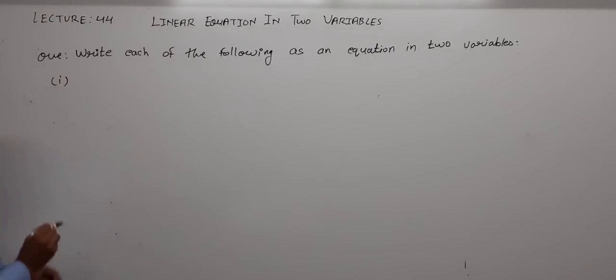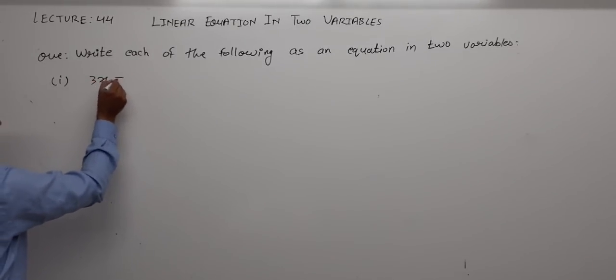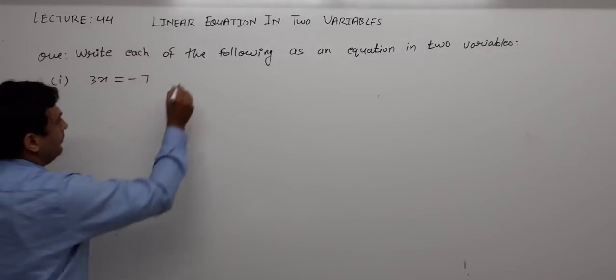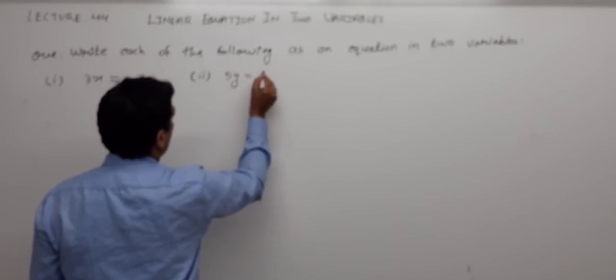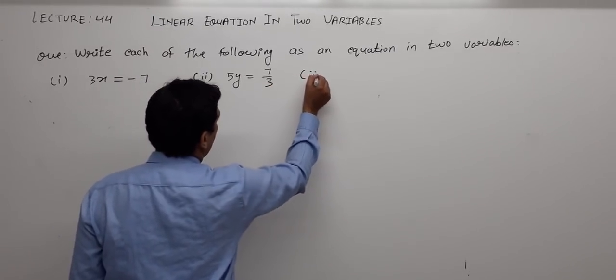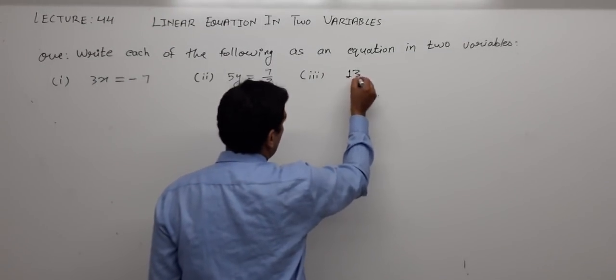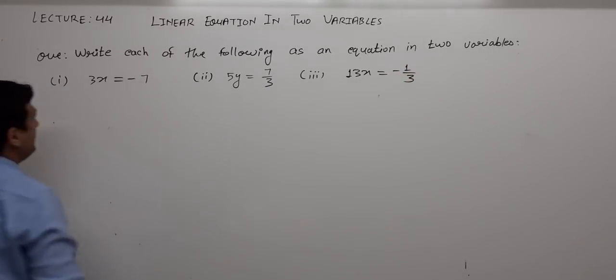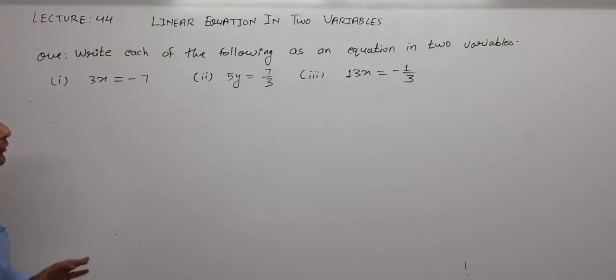In this, first one is 3x is equal to minus 7. Second one is 5y is equal to 7 upon 3. Third one is 13x is equal to minus 1 upon 3. So you have to write each of the given equations in the form of an equation in two variables.